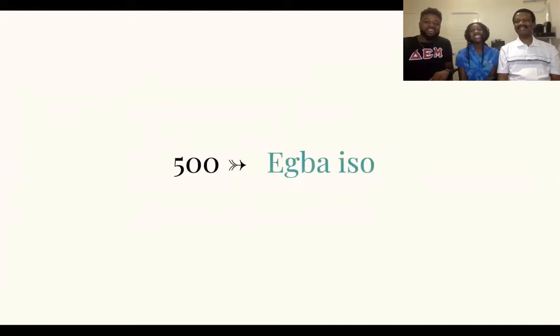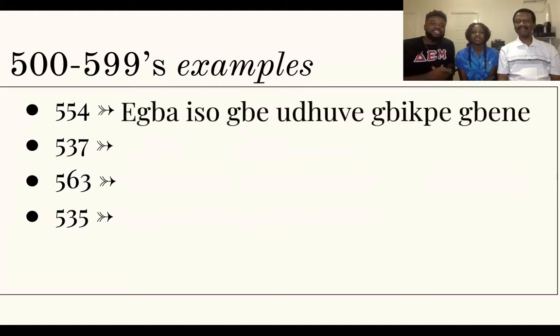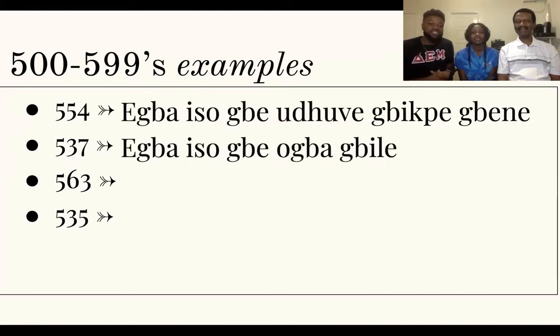Yes, halfway there. All right, so 500 is Egba Iso. That's it? Yes, Egba Iso. And then for some examples, so 554 is Egba Iso Be Uduve Bigbe Bene. And then 537 is Egba Iso Be Ogbagbile. And then for the last two, again, we're going to give you another chance to give it your best shot. So we'll pause it right here, take a few seconds, and we'll compare.